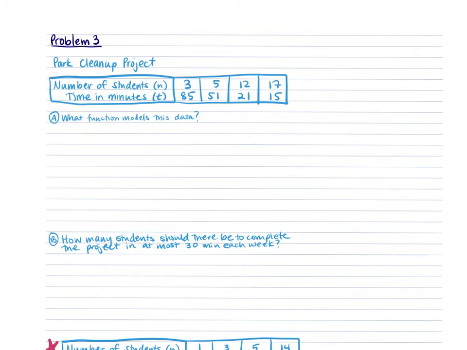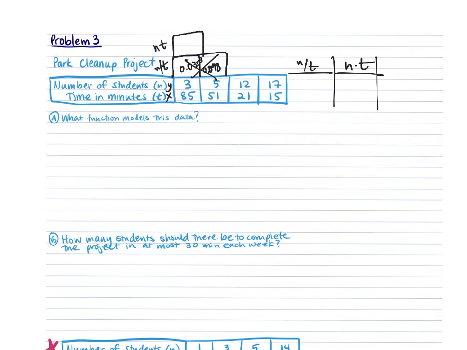Let's see, this is like my x and this is like my y. So let's do n divided by t, and then n times t. So this is going to be 3 divided by 85, which is, oh, let's go this way, sorry, n divided by t. So this one would be 0.0353, and then let's do 5 divided by 51, 0.9098. Okay, so it's not directly, let's try inverse.